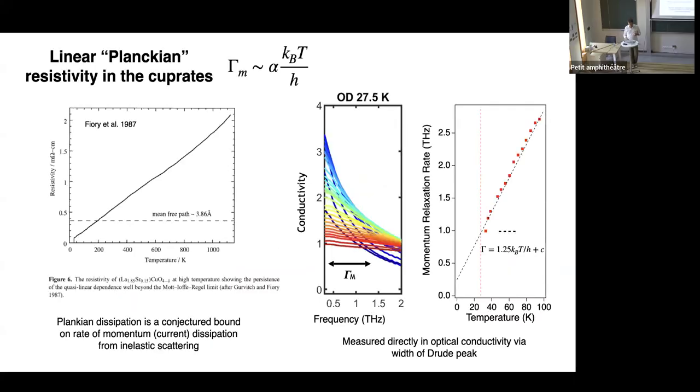So this you've already seen. This is the linear Planckian temperature dependence of the resistivity. And we'd like to understand this relaxation rate, which goes linear in temperature. Now, one of the things about this is that I call this the current relaxation rate. And it is literally that, right? If the line shape is Lorentzian, that's the definition that comes from conductivity.